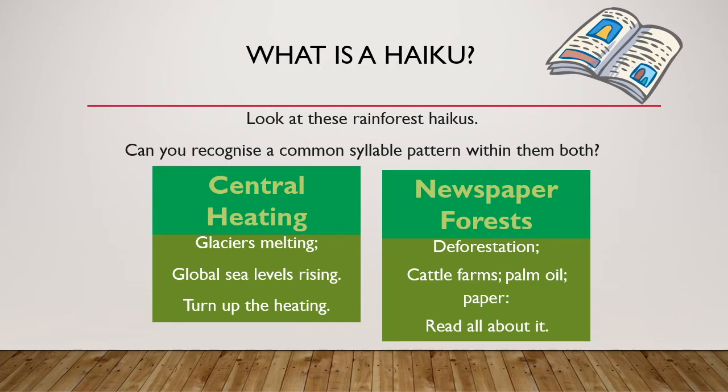Central heating. Glaciers melting. Global sea levels rising. Turn up the heating. Newspaper forests. Deforestation. Cattle farms, palm oil, paper. Read all about it. Now, these are only short poems.